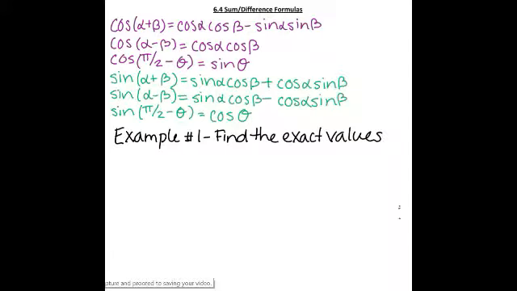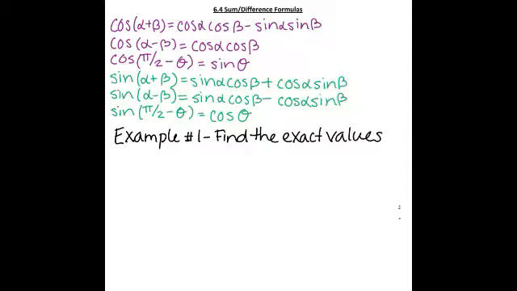Okay guys, so this is 6.4, the sum and difference formulas. So I have them written out for you right here. It'd be a good idea to pause the video and copy them down. The first is cosine, and if you have the sum of two angles in there, one angle is alpha and one is beta, then the cosine of alpha plus beta is cosine alpha, cosine beta, minus the sine of alpha, sine of beta.